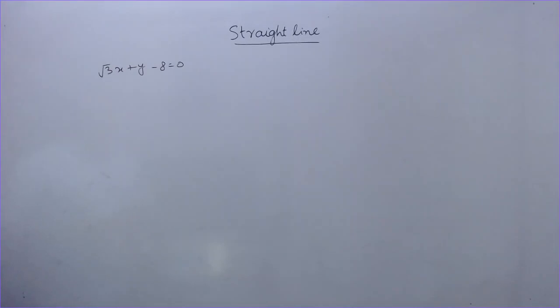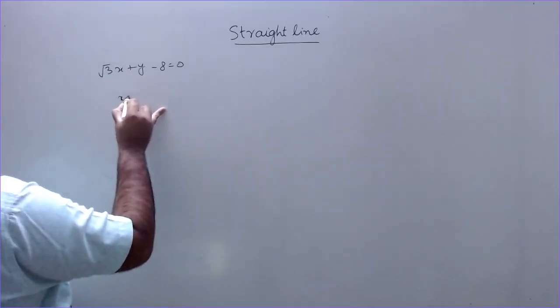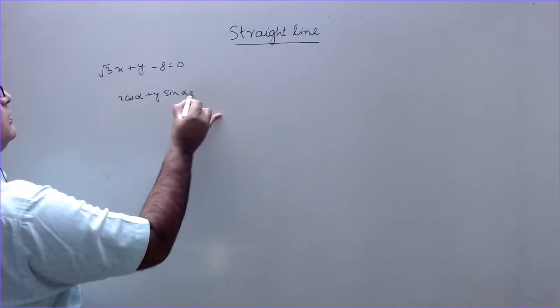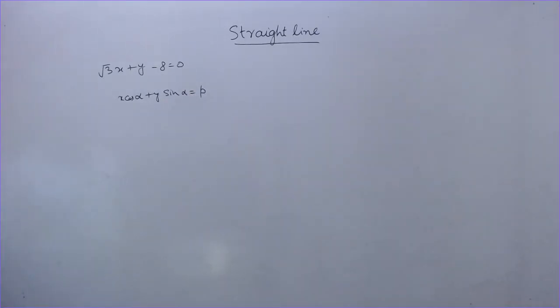Now if I convert this into normal form, what was the normal form? We have just revised the normal form, and you must always remember this in terms of alpha and p, that is x cos alpha plus y sin alpha equal to p. This is the normal form.